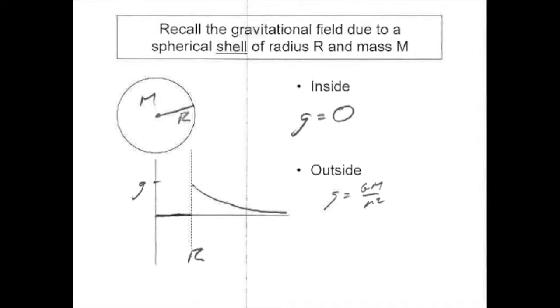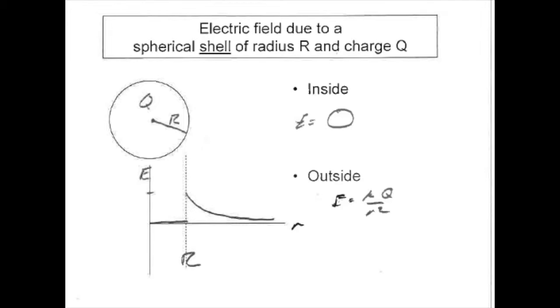Now, if we have a gravitational field for a shell, remember that, inside, g is 0. Outside, same as before, GM over r squared. Now, this is true for a spherical shell or a spherical conductor that's charged, has charge q on it. Inside, the electric field is 0. That's the same shell theorem that applies here, if the charge is distributed on the outside or if it's a shell. But then outside, same as before, kq over r squared.